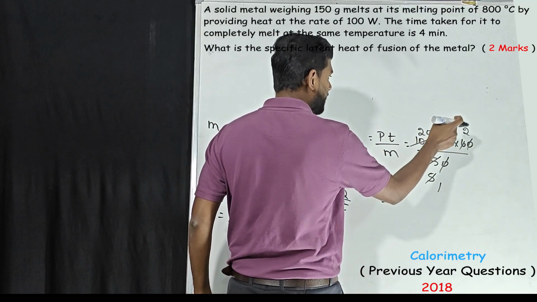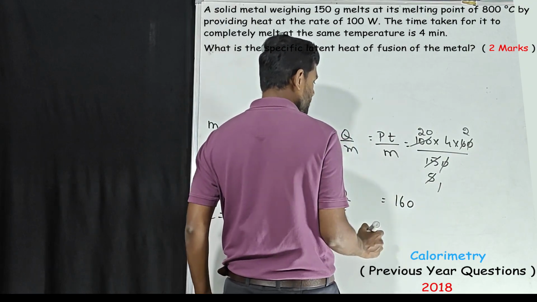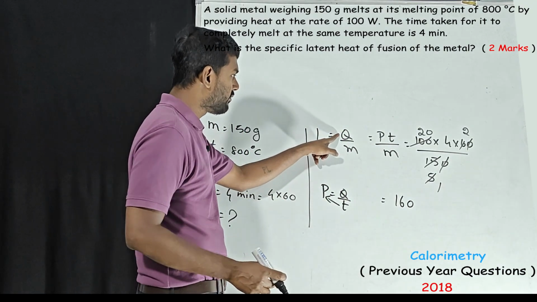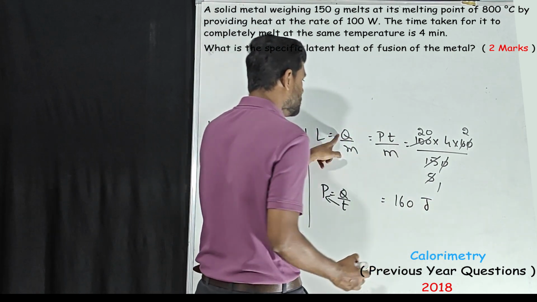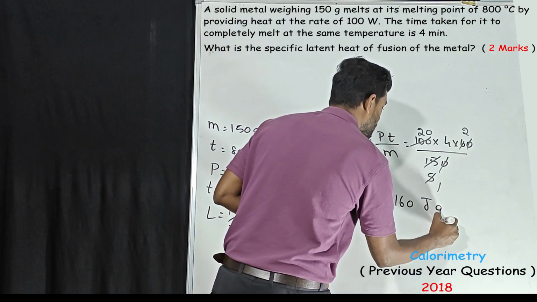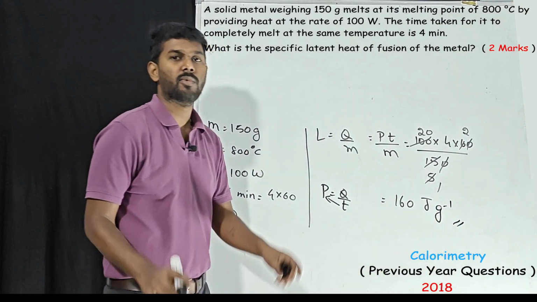20 into 4, 80. 80 into 2, 160. We got the answer. What is the unit? Q by M. What is the unit of Q? Joules. What is the unit of mass? We have taken it as in gram. So joules per gram. That's it.